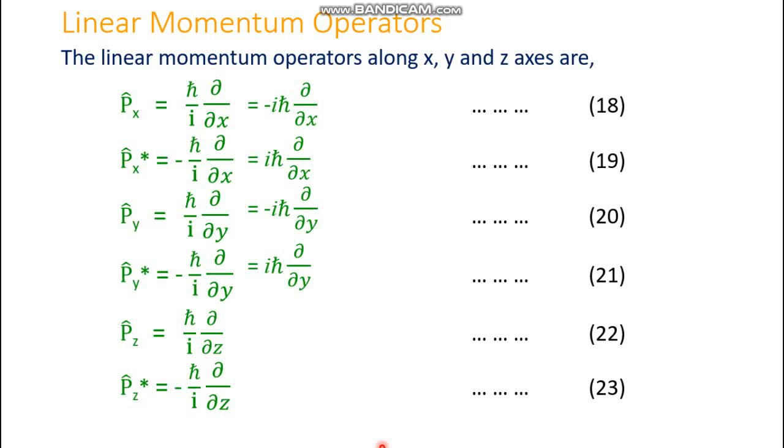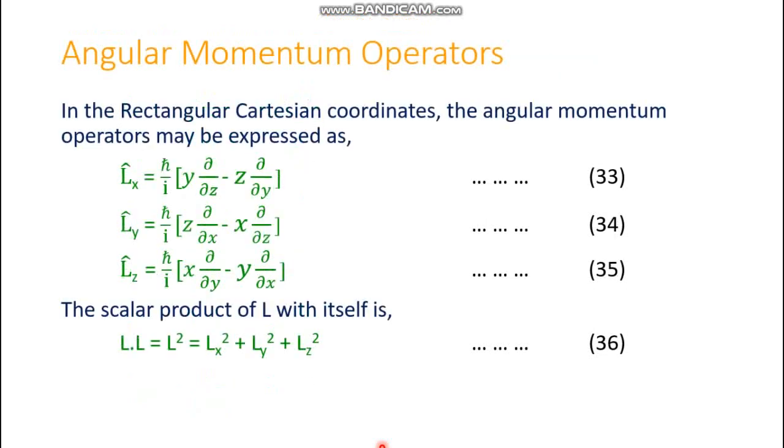So equation 20 becomes minus i h cross del y. Equation 21 becomes plus i h cross del y. Equation 22 becomes minus i h cross del z, and equation number 23 becomes plus i h cross del z. So these are all about the linear momentum operators.